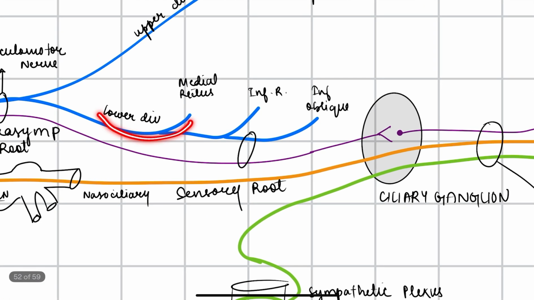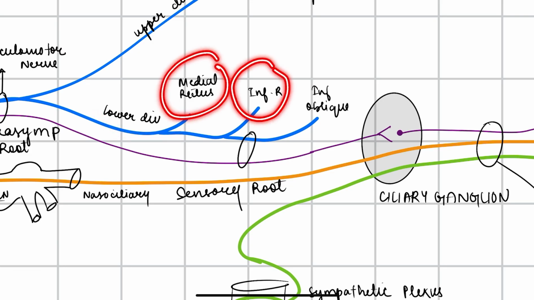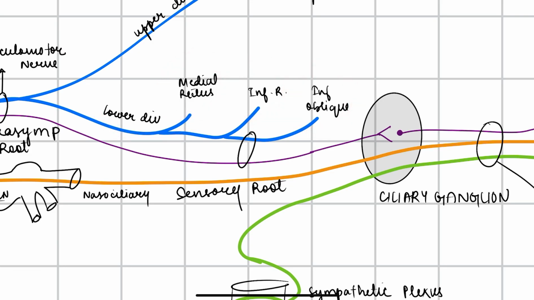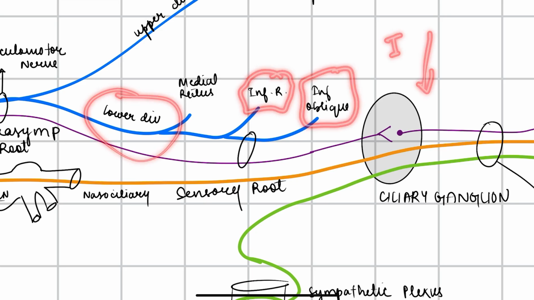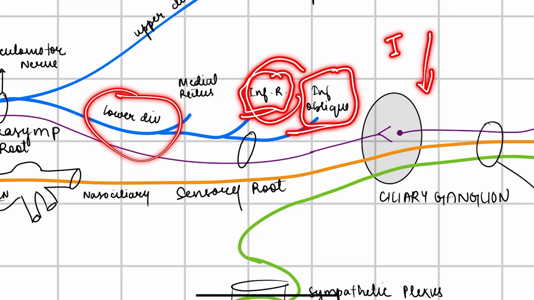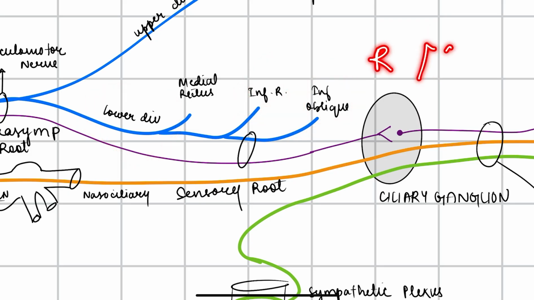Then the lower division is supplied by the medial rectus, and inferior oblique. इसमें देखो बस एक चीज याद रखनी है, medial rectus and the inferior rectus and the inferior oblique. Inferior मतलब होता है नीचे, लोअर डिवीजन है तो inferior oblique और inferior rectus आ जाएगा. rectus and oblique याद रखना है, बाकी inferior and medial rectus.